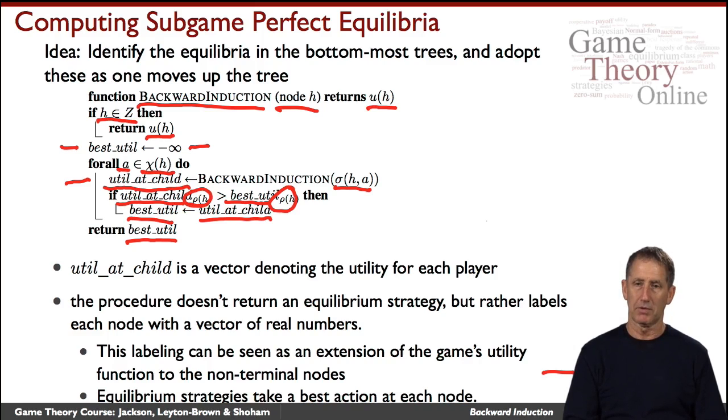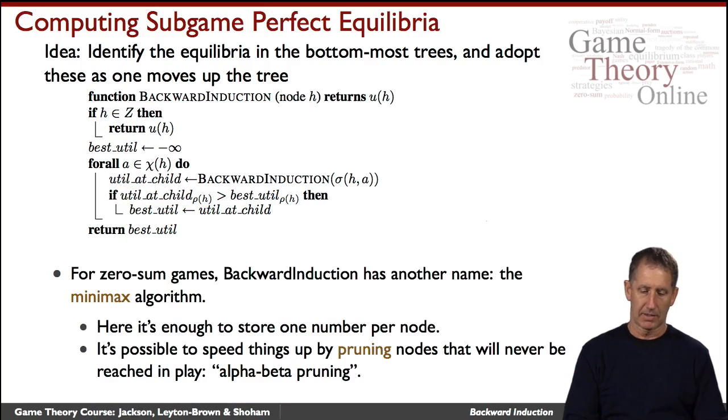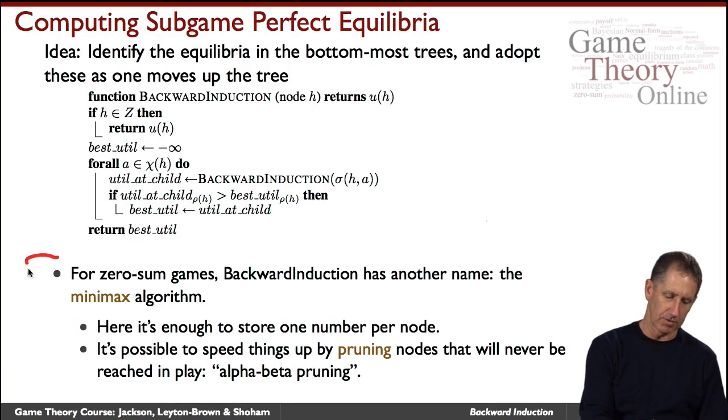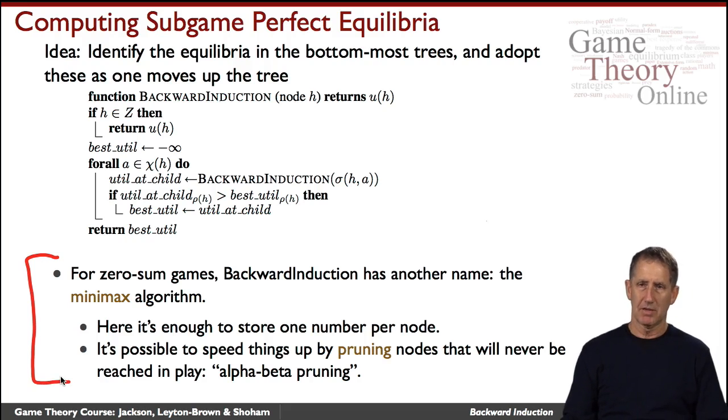That is a procedure for computing subgame perfect equilibria, the backward induction. If we look at the special case of zero-sum games, it's simplified a little bit, because then there are only two players, and the payoff for one is minus the payoff to the other. So really, we only need to keep track of one number associated with each node. And so there's less bookkeeping to be done.